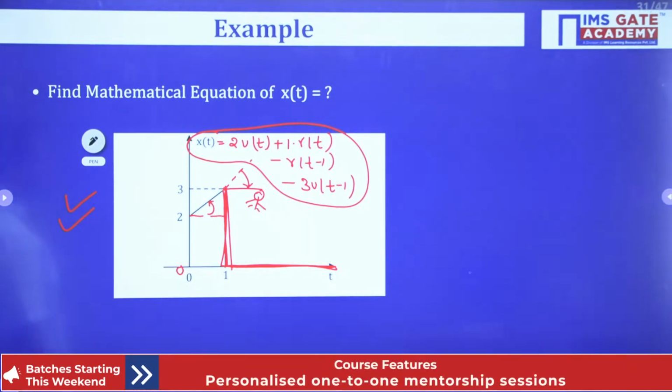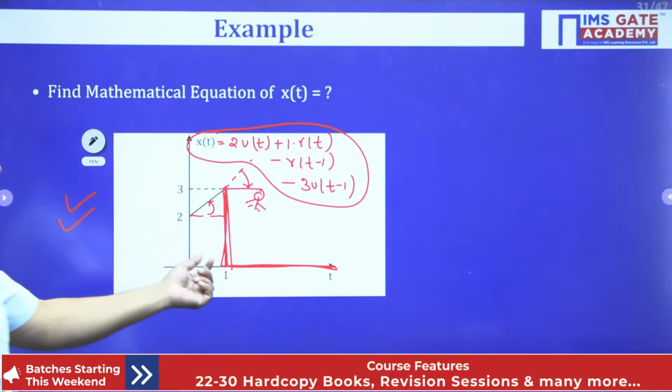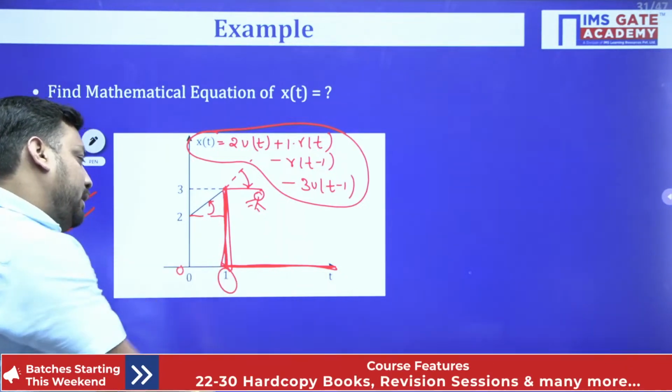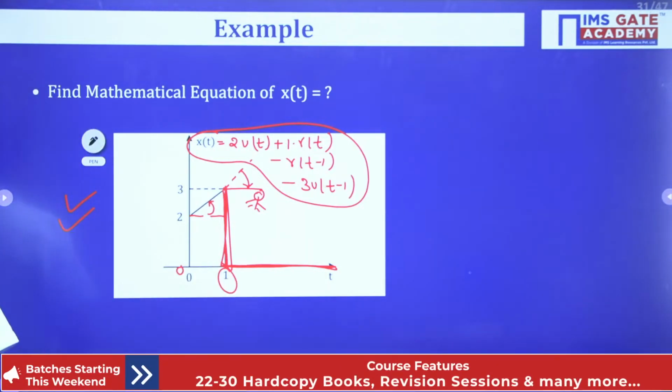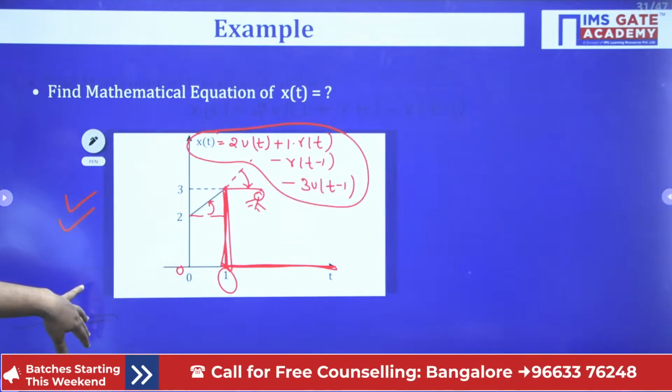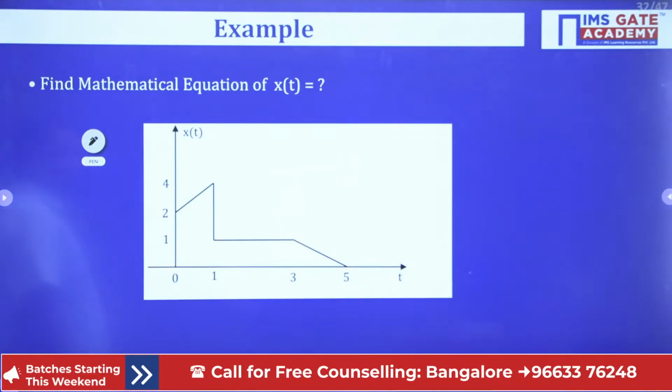I hope it is clear to all of you. Kalyan, I think you missed the t minus 1 location. Minus 3 u(t) is correct, but location you have missed, beta Kalyan. Location of the moment is 1, na. So last term should be minus 3 u(t minus 1). Yes. Maybe typing error here. I think you are already getting the answer.